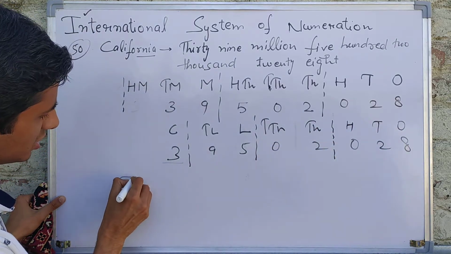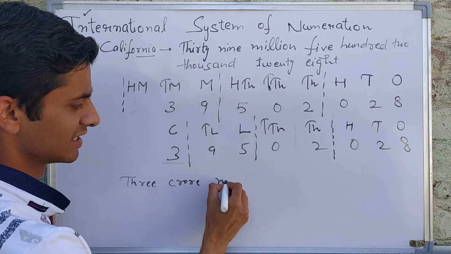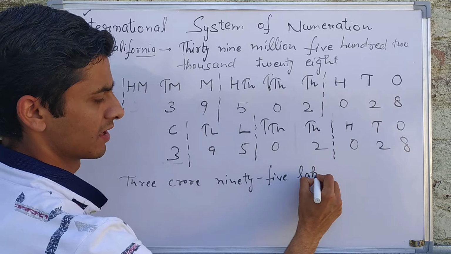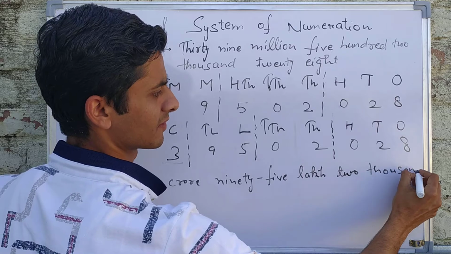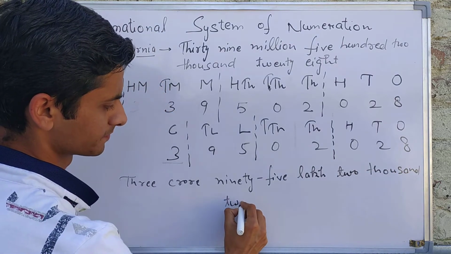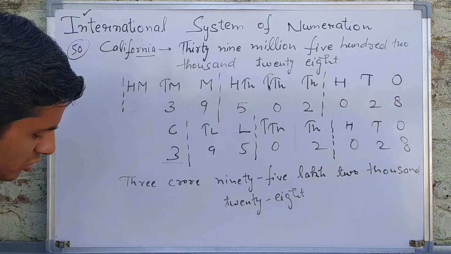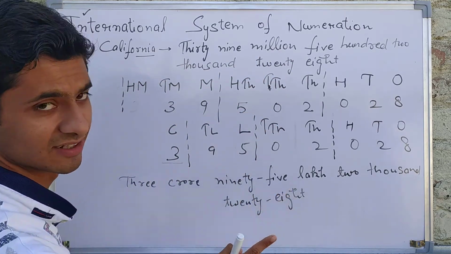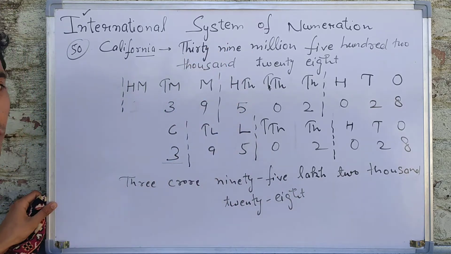So how many crores? You will say, okay, 3 crore. How many lakhs? 95 lakh. How many thousands? 2,000. Then 28. So the way you read it here, you read 39 million, and here you are reading 3 crore 95 lakh. So in this way you can read in the Indian and international systems of numeration.